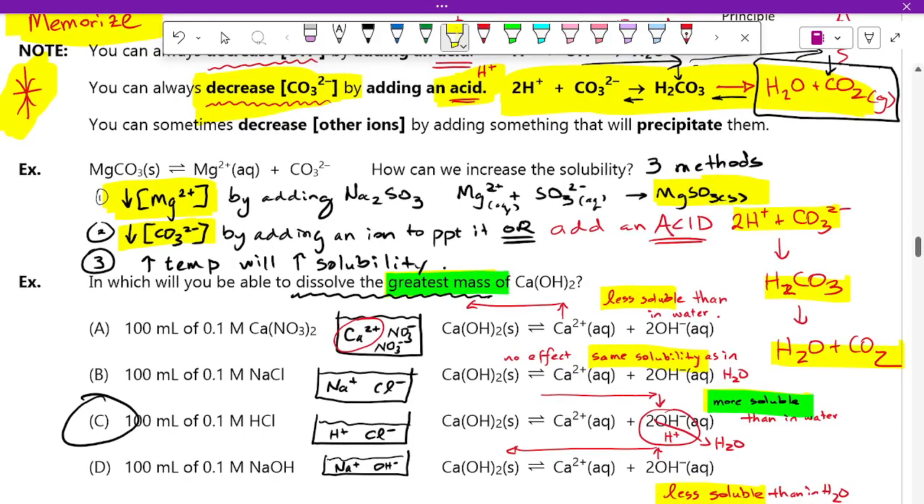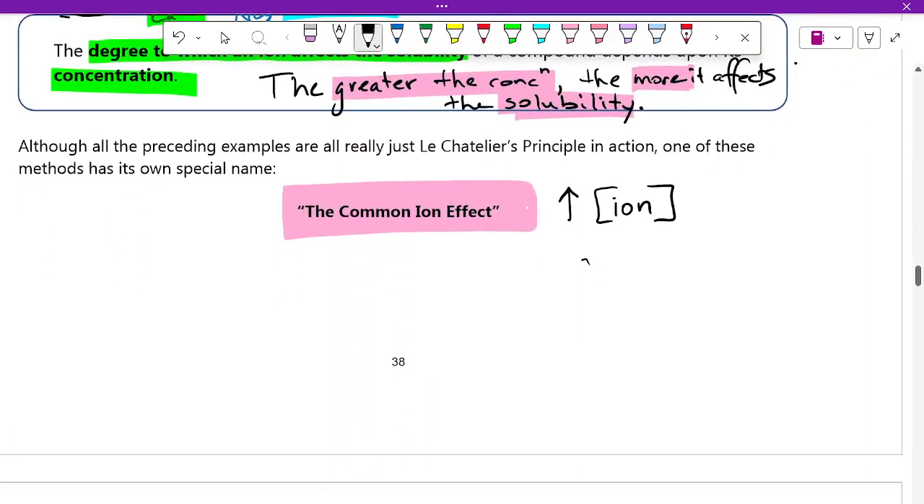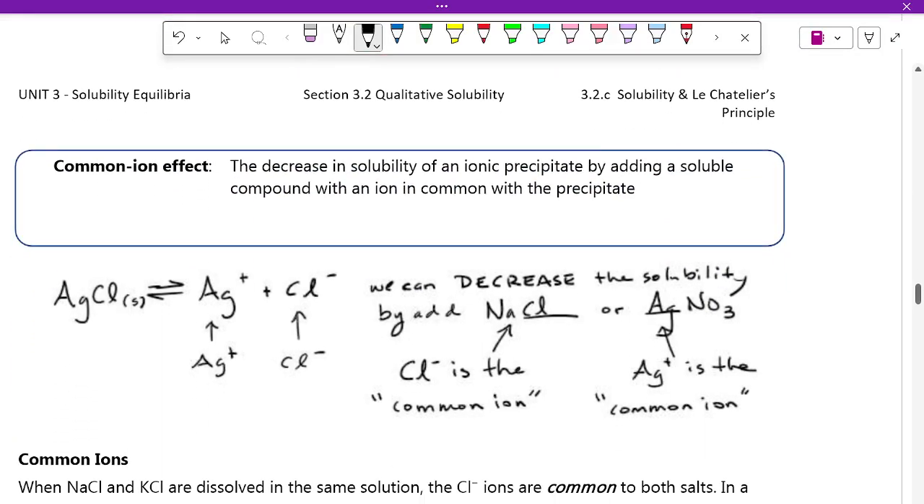We could decrease the concentration of an ion by adding an acid and reacting an acid with it. We can shift the equilibrium by changing the temperature. None of those things are the common ion effect. The common ion effect is only when you add an ion. I don't know why this one gets its own special name, but it does. Now, why do we call it the common ion effect? It's called that because you add an ion in common with the precipitate.